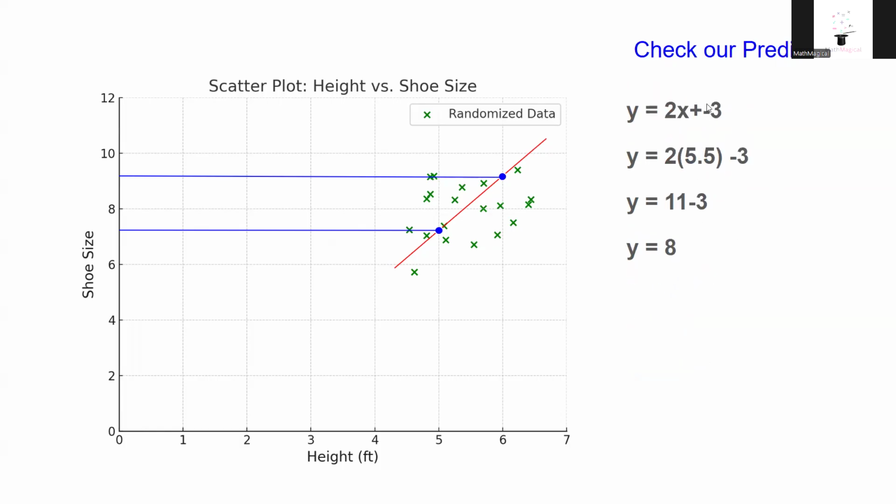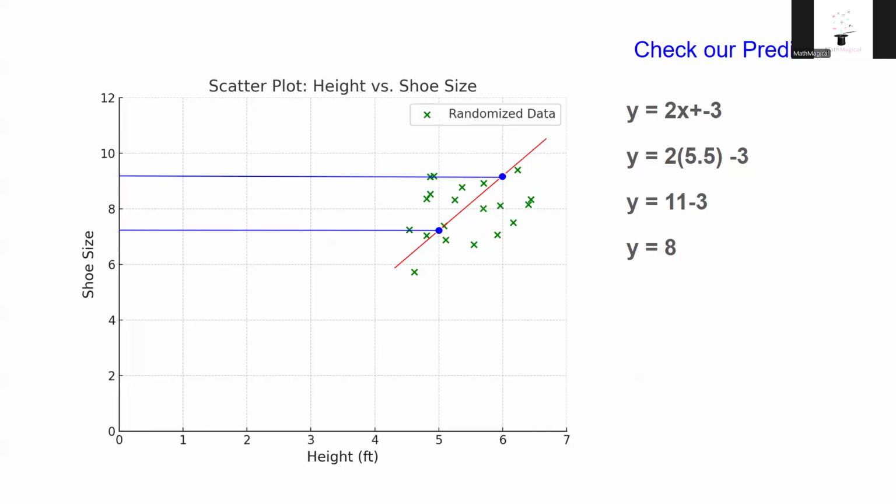So now let's check our prediction. If we sub in 5.5, what we asked about at the beginning, the approximate shoe size of someone that's 5.5 feet, we'll get y equals 2 times 5.5 minus 3. Well, 5.5 times 2 is 11 minus 3, y equals 8. So now we can see that the prediction we made at the beginning using our line of best fit, we have now confirmed it to be accurate using our equation. So that's a really great way to check and see, did I measure correctly? Because now we have this confirmation of our earlier prediction.